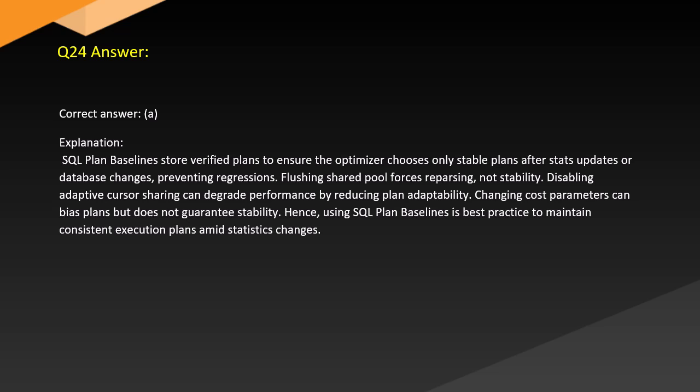Answer. Correct answer: A. Explanation: SQL plan baselines store verified plans to ensure the optimizer chooses only stable plans after stats updates or database changes, preventing regressions. Flushing shared pool forces reparsing, not stability. Disabling adaptive cursor sharing can degrade performance by reducing plan adaptability. Changing cost parameters can bias plans but does not guarantee stability. Hence, using SQL plan baselines is best practice to maintain consistent execution plans amid statistics changes.